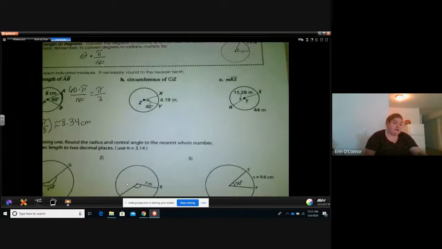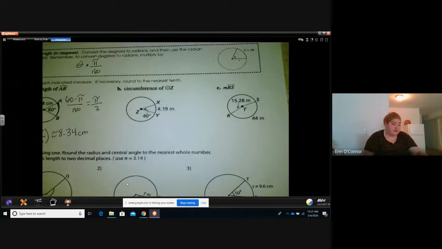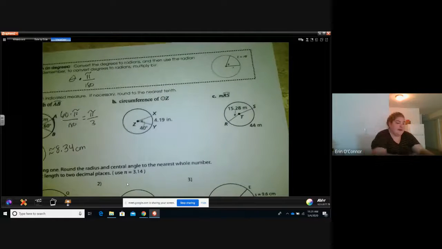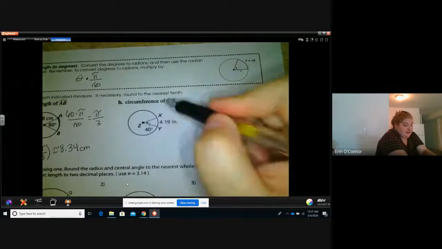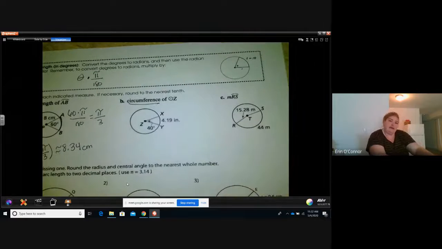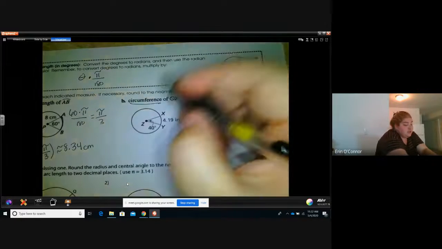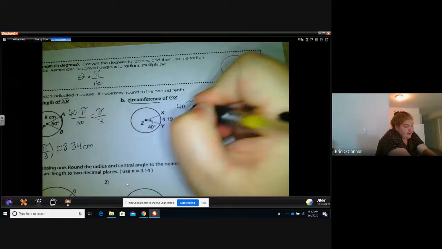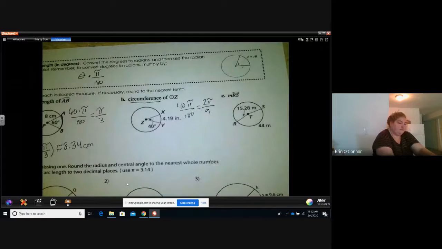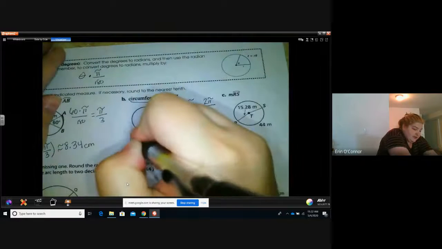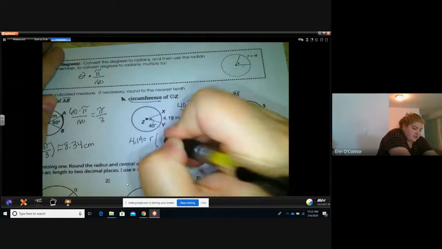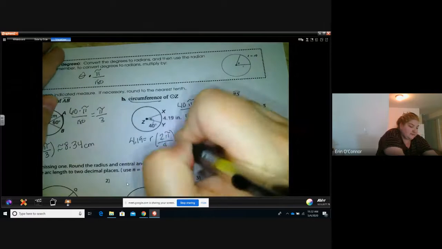For our next one, we have 40 degrees. So first we need to determine this angle. They gave us the angle and the arc length, and we need to find the circumference here. So using the angle and the arc length, we can get the radius. Once we have the radius, we can find the circumference. So 40 degrees times pi over 180. This becomes 2 over 9, so 2 pi over 9. And so 4.19 is equal to whatever our r is times 2 pi over 9.